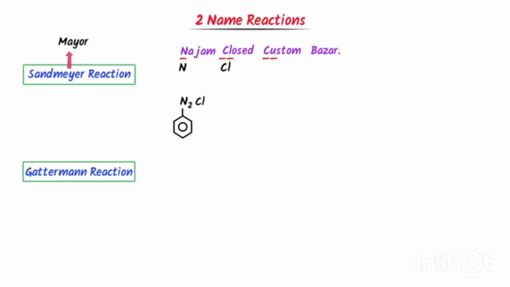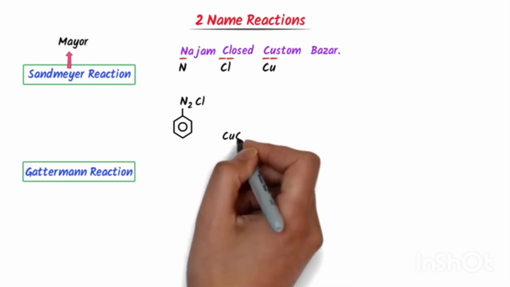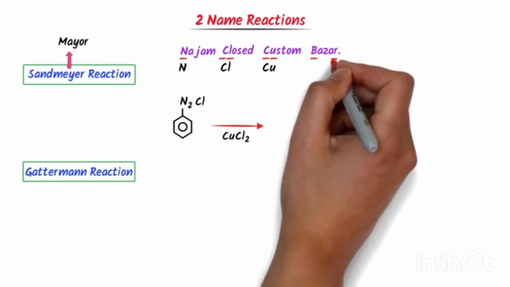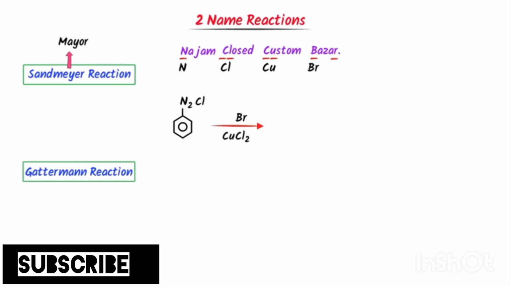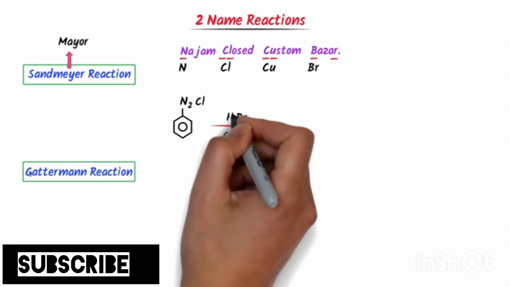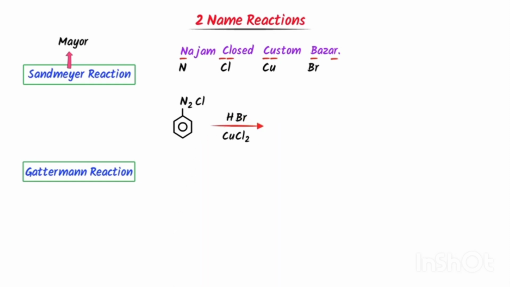Now this Cu stands for copper. I again need to put one halogen like chlorine. This Br stands for bromine. We know that Br does not exist independently, so I put hydrogen with it. So these are the reactants of this reaction.